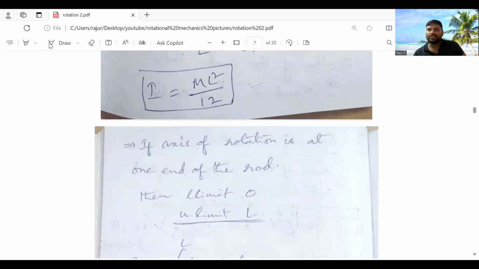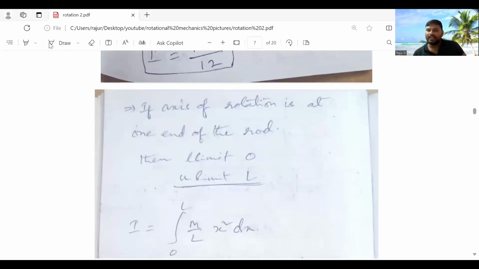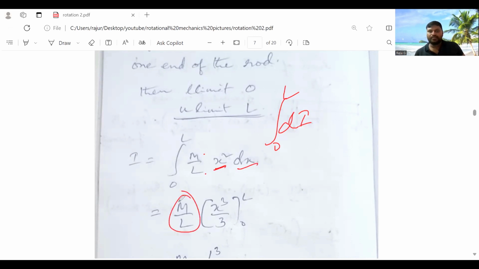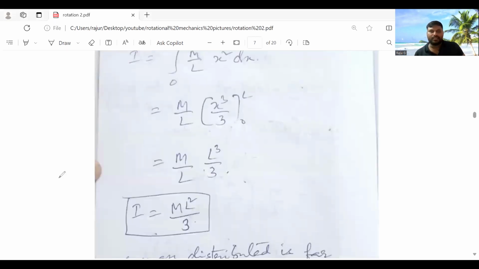If the axis of rotation is at one end of the rod, then the lower limit is 0 and the upper limit is L. So x will vary from 0 to L. That is the difference. Then in the same dI, we have to integrate it from 0 to L. That is the difference. M by L x square dx. So m by L is taken out. Integral x square is x cube by 3. Substitute L, L cube by 3. Substitute 0, that is 0 only, no need to write it. And then m by L, L cube by 3.